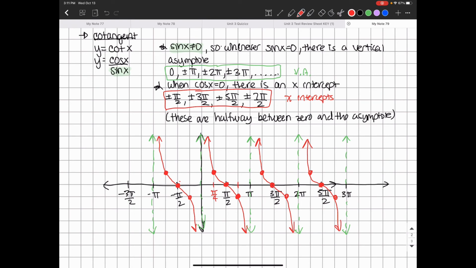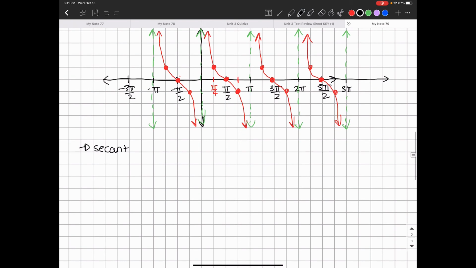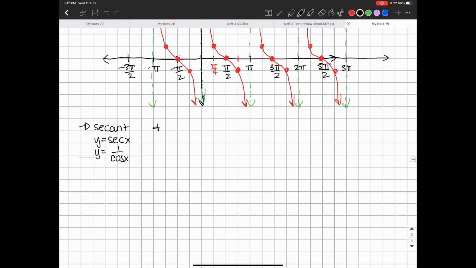The next thing I'm going to talk about is the secant graph. Secant is the reciprocal of cosine. I can write it as y is equal to secant of x, or as y is equal to 1 over cosine of x. One thing I want to keep in mind is that cosine of x cannot be equal to 0. So whenever cosine of x is equal to 0, there is a vertical asymptote for the secant graph.